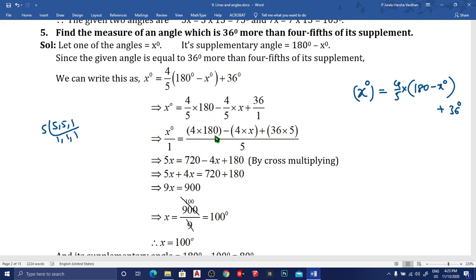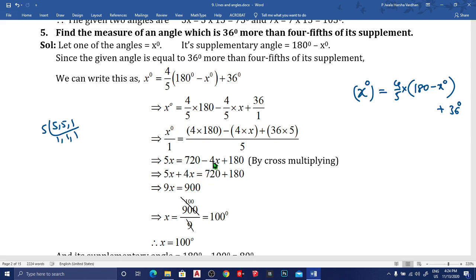Now you can write 4 into 180 in the numerator here, minus. Here also 5 divides 5 one time only, so you can write 4 into x into 1. So 4x, plus this 1 divides 5 times, 1 5s are 5. That's why you have to multiply 36 with 5, 36 5s. So now I have taken the cross multiplication here: 5 into x, 5x here, 1 into all these things. So 180 4s are 720, minus 4x plus 36 5s are 180, by cross multiplying.